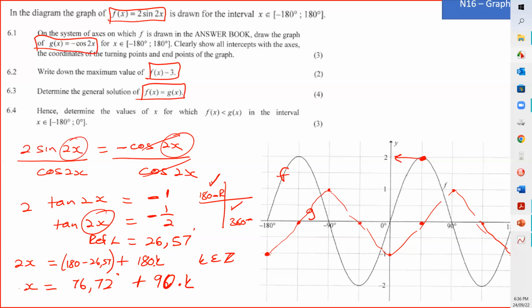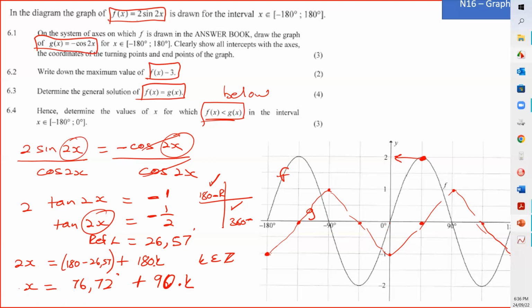Okay, so if we look at this graph, they now want to know, hence determine the values of x for which f of x is less than g. That means when is f below g, but only look from minus 180 to 0. So we're only concentrating on the left. So if you look at the graph on the left, and I want to draw it in, when is f, according to the question, below g?